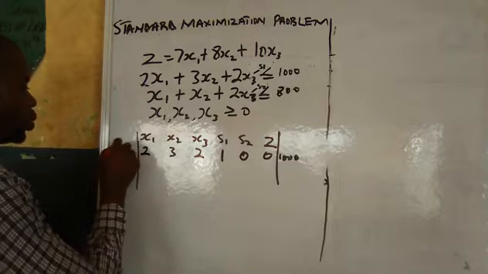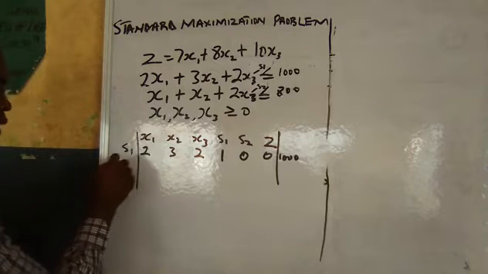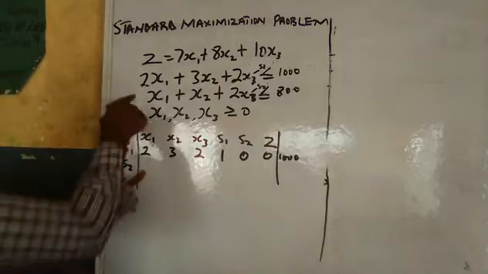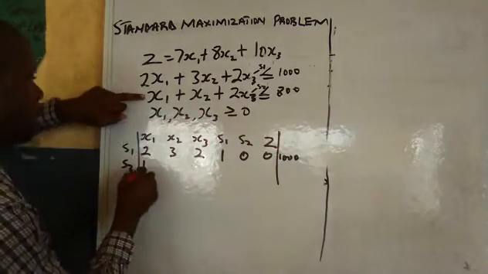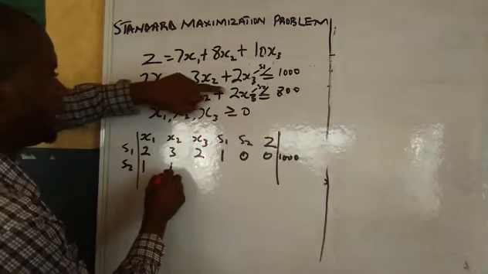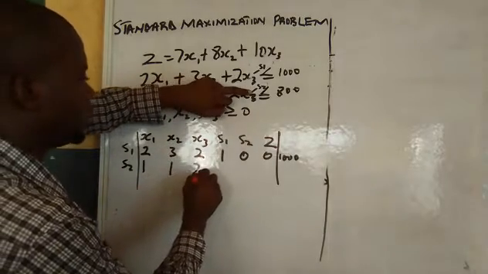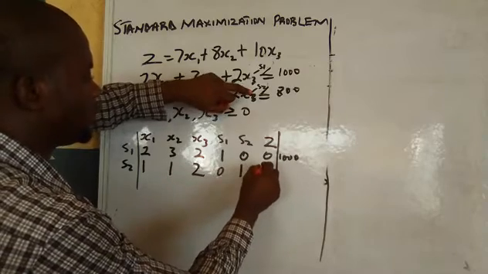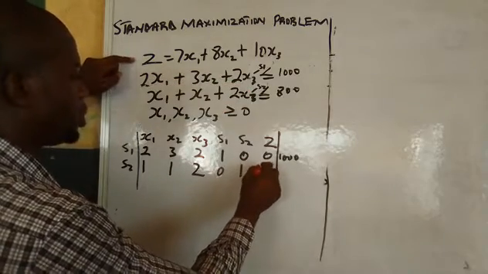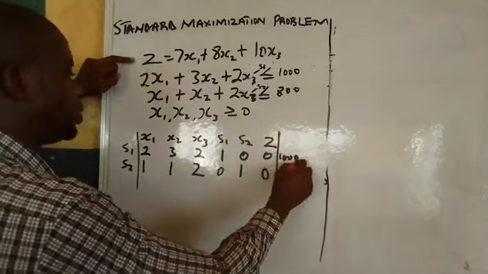Then this is going to be my slack 1. Then I go to the slack 2. That is the second constraint. The coefficient here is 1. Coefficient here is 2. Slack 1 is not here, it's going to be 0. Slack 2 is there, it's going to be 1. For this Z is not there, it's going to be 0. The constant is 800.